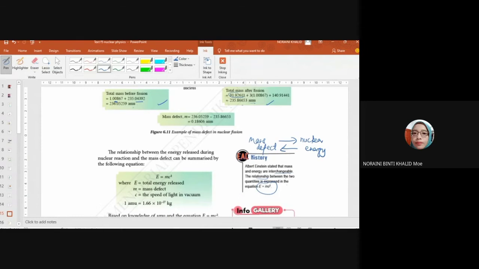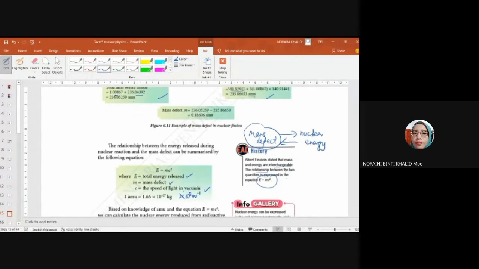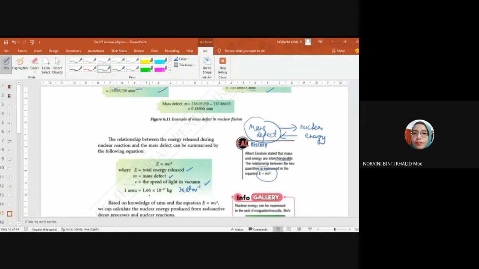So from the mass defect, we can use it to determine nuclear energy by using the formula E equals mc squared. E is the total energy released, m is the mass defect, and c is the speed of light in vacuum. Okay, the speed of light in vacuum is 3 × 10^8 m s^-1. Remember, 1 AMU equals 1.66 × 10^-27 kilogram. This will be given in the formula list or below the question.